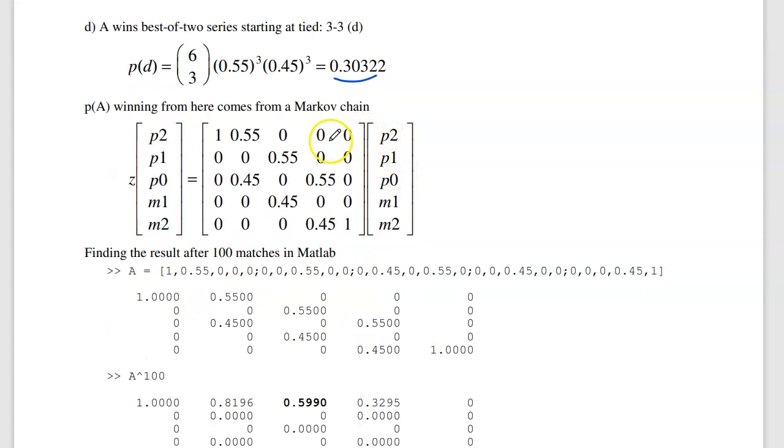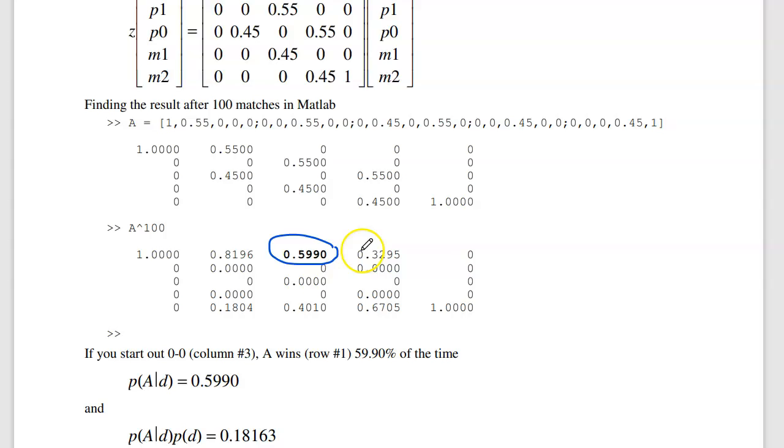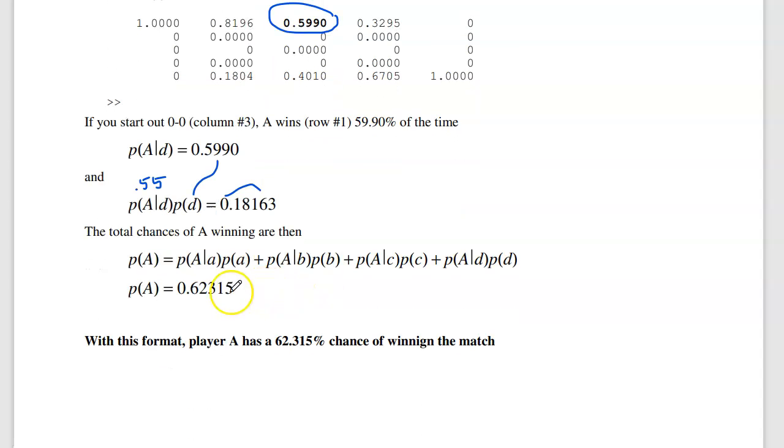The probability of winning after being tied is a Markov chain. So here's your state transition matrix. 55% chance of winning, 45% chance of losing. Take it to the 100th power. A's got a 59% chance of winning, given that you start out at 3-3. Adding that in, that's always 0.55 times 0.5990, 18% chance. Add them all up, the total probability that A wins is 62%. So that is homework set number 11 for ECE 341.